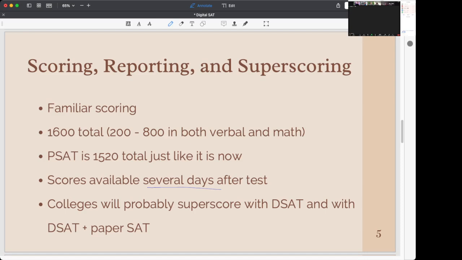Probably not, because they haven't had to think about it, but they're probably going to super score, of course, with the digital SAT. And if you have a paper score and a digital score, they'll probably super score, because their entire point is that this test is the same as the old test in terms of what it's testing, and the scores are interchangeable with the current test scores. So even though the test is quite a bit different, that is what they're claiming. But anyway, we hope super scoring will be a thing, just like it is now.